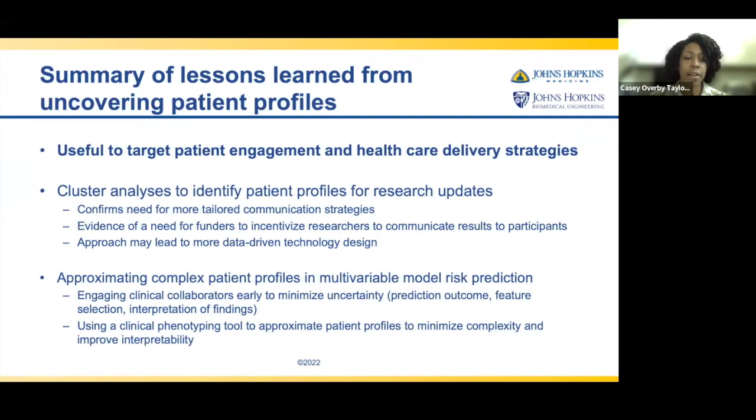The second project that we covered shows that approximating complex patient profiles in multivariable risk prediction may help to optimize potential future adoption of that model. The two strategies we used were engaging clinical collaborators early to minimize uncertainty, and the minimizing uncertainty is on the implementation side. So once you make this model available, if we were to just provide a total model rather than the two delivery types, then there would be more uncertainty around what action to make. We also engaged our clinical collaborator in feature selection and interpretation of the findings.